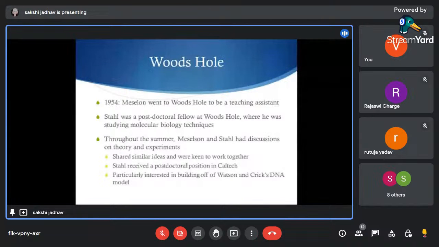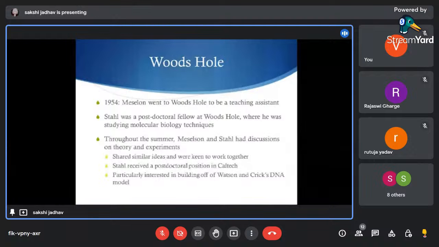Woods 1954 Masons went to Woods Hall to be a teaching assistant. Sattel was a postdoctoral fellow at the Wood Hall where he was studying molecular biology techniques. Throughout the summer, Masons and Sattel had discussions on theory and experiment, shared similar ideas, and were keen to work together. Sattel received a postdoctoral position in Caltech, with particular interest in building of a Watson and Crick DNA model.